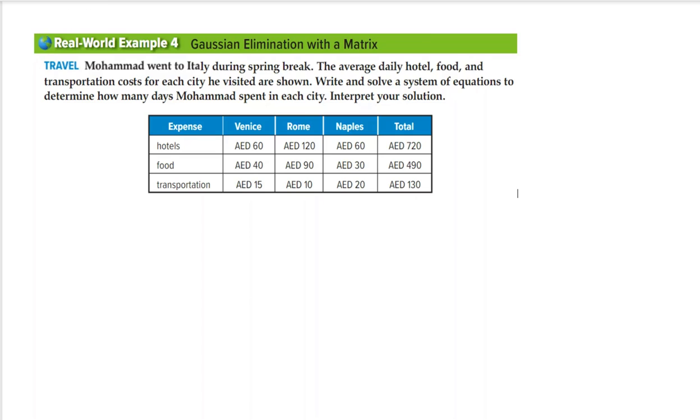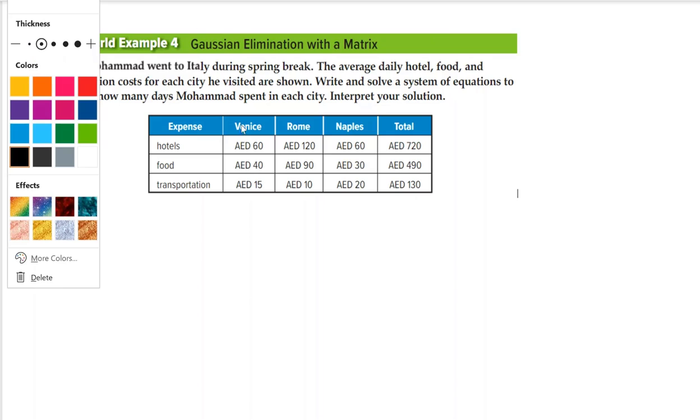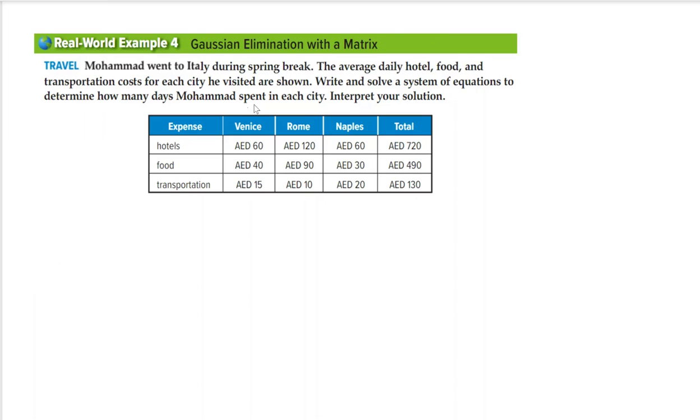So we have 3 cities. So we're going to use X. So Venice, this will be X, Rome will be Y, and Naples will be Z. And our total we have here. So we're asked to write and solve a system of equations. So the first thing we need to do is write a system of equations, and then we're going to use the Gaussian elimination method to solve. So we need to find how many days Mohammed spent in each city.